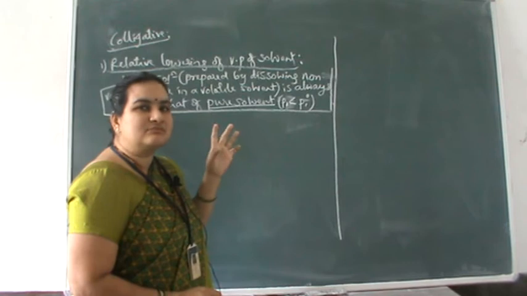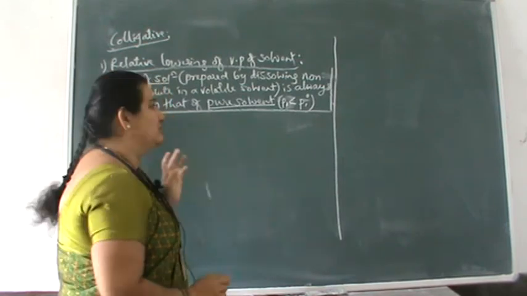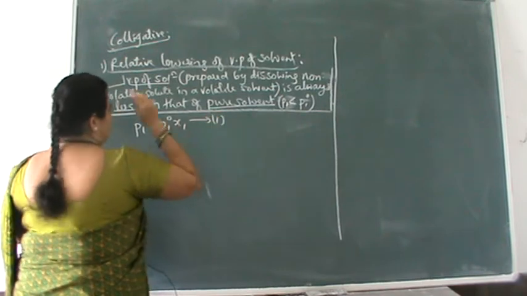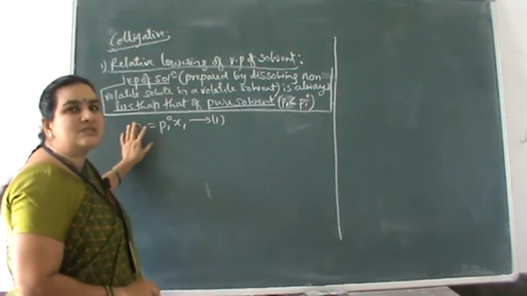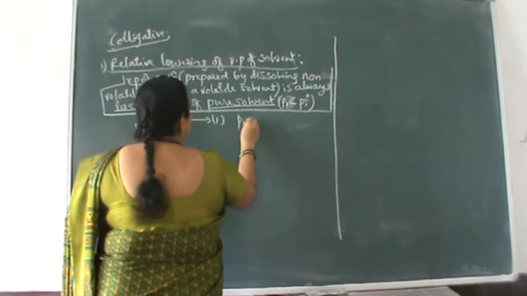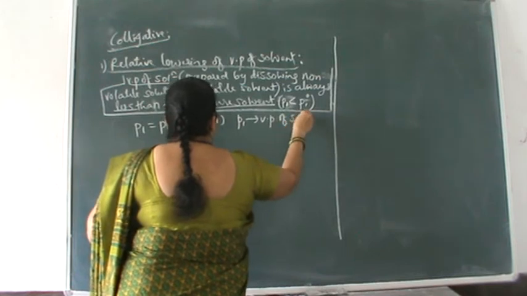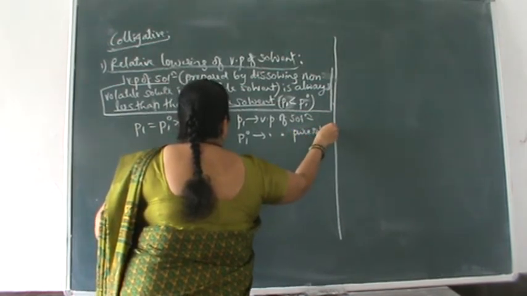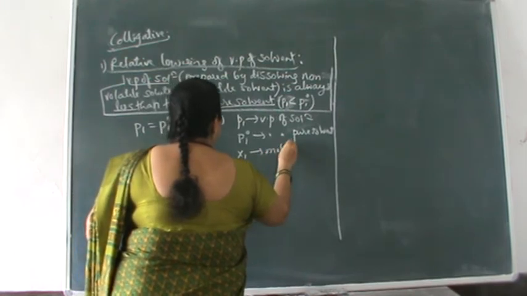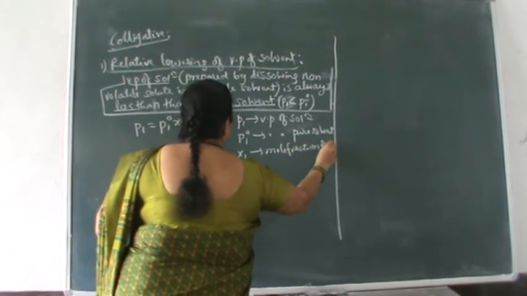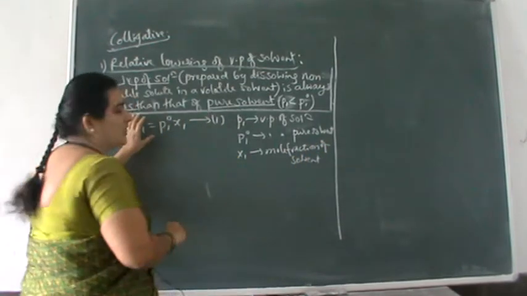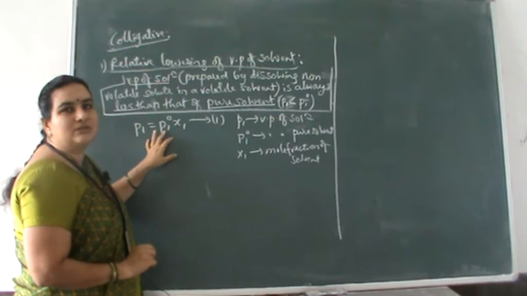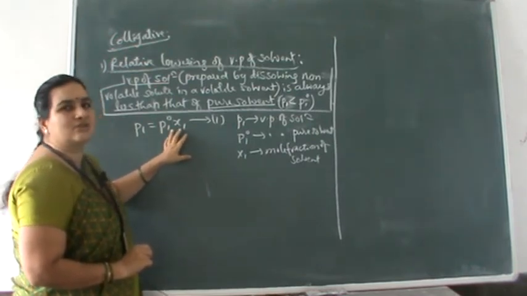And for the vapor pressure of solids and liquids, I have given you Raoult's law. The format will be P1 is equal to P1 naught into x1. This is equation 1. P1 is the vapor pressure of the solution, P1 naught is the vapor pressure of the pure solvent, and x1 is the mole fraction of the solvent. This establishes a relation between the vapor pressure of the solution, the vapor pressure of the pure solvent, and the mole fraction of the solvent.